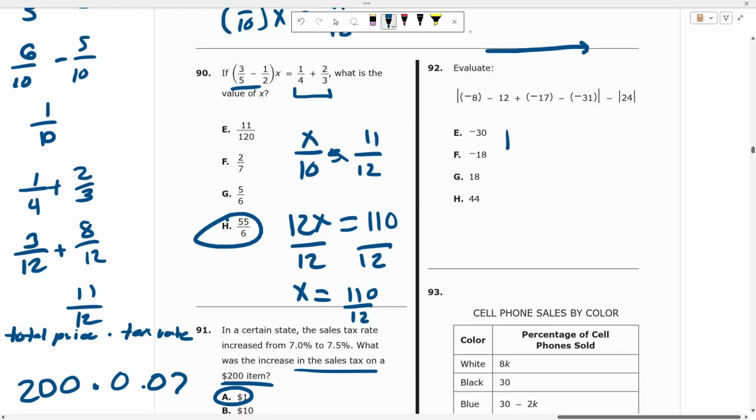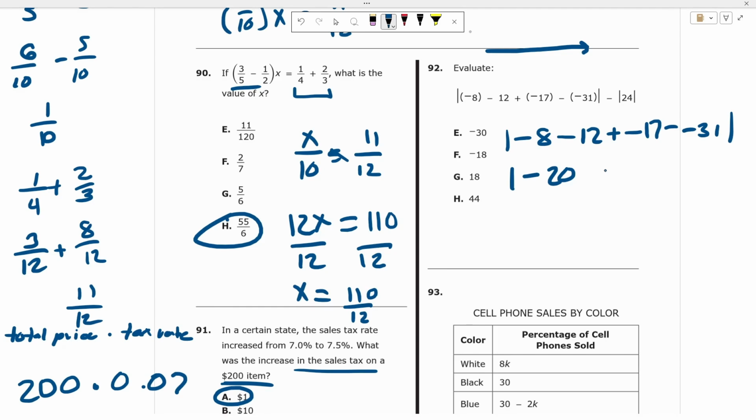So going from left to right, we have -8 minus 12 plus -17 minus -31 in absolute values. So -8 minus 12 is going to equal -20. Okay? Why? Because if you owe your friend $8 and you take away $12 more from them, you actually owe them $8 and $12, or $20. You're $20 in debt. Okay? So that's the first thing.